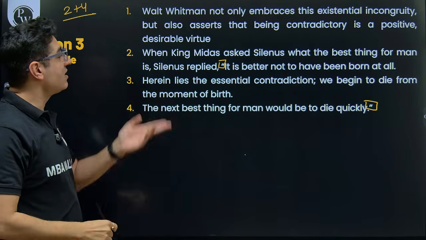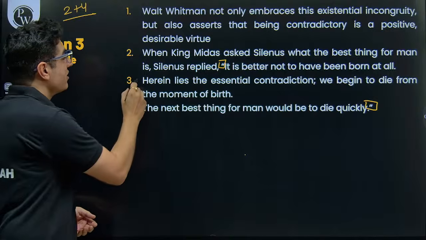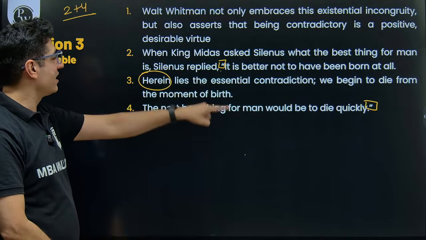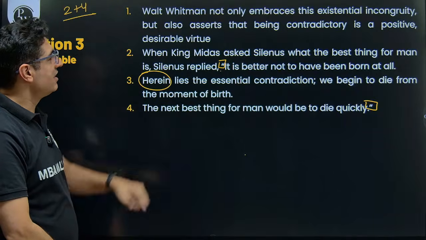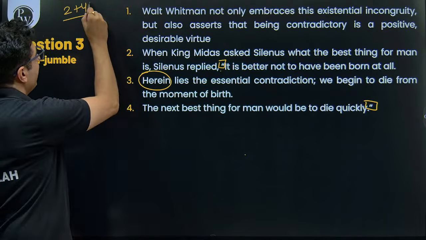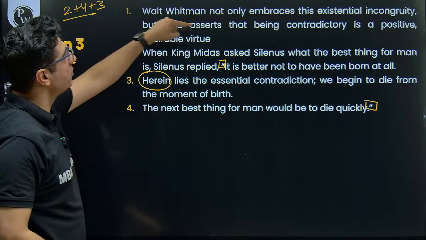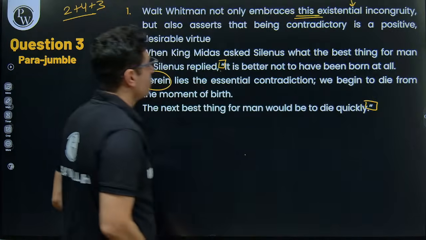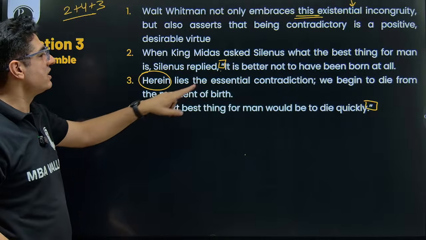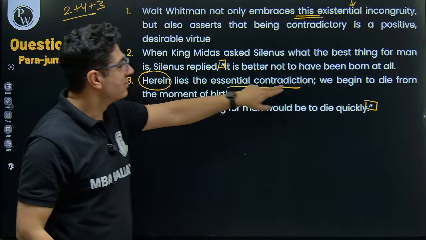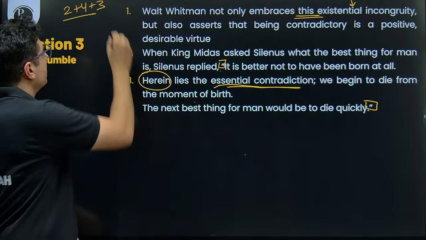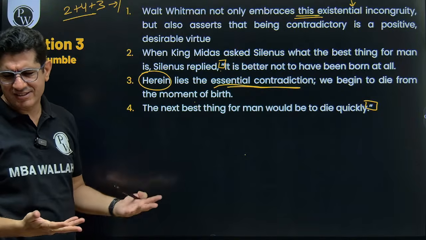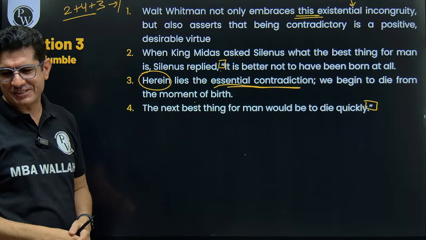Then herein lies the essential contradiction. Where? That contradiction is there in 2 and 4, and that's why 3 goes here. And Walt Whitman not only embraces this existential incongruity. The existential incongruity, the contradiction, is mentioned in third. So first should come after, and that is why 2, 4, 3, 1 is going to be our sequence here.